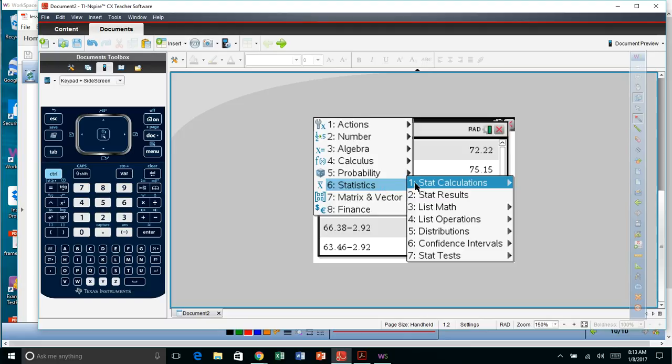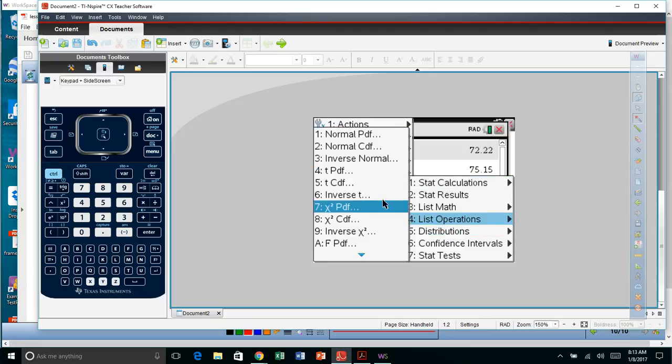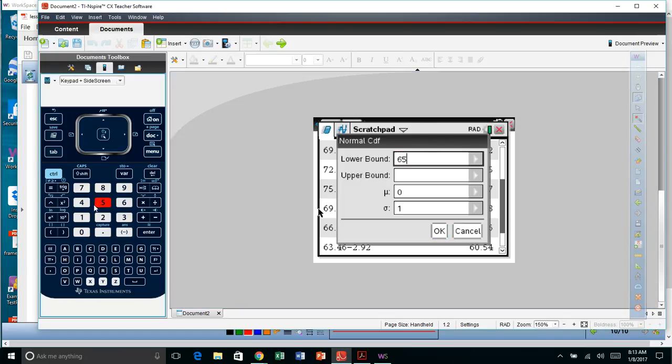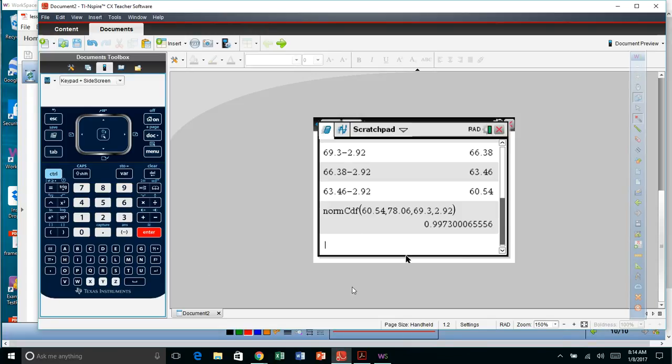Menu 6, 5, 2, and we were between 60.54 and 78.06. 60.54 tab, and then 78.06, tab, and that was 69.3, 2.92, and that's going to be 99.7.